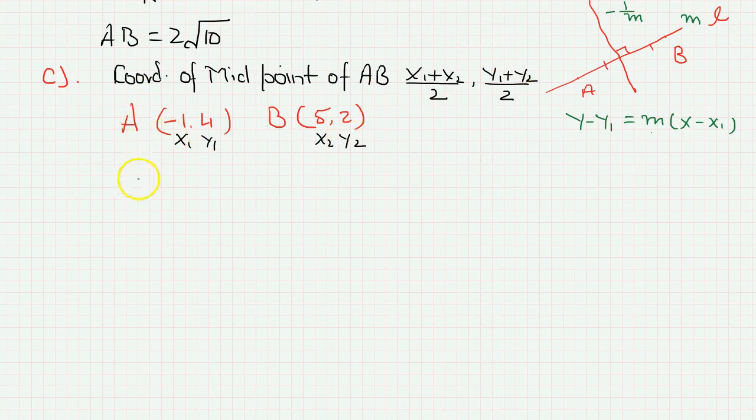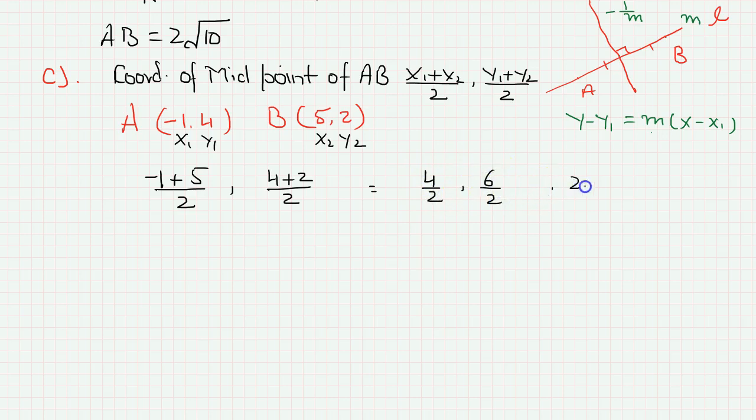So the midpoint of AB, the x coordinate will be x1, that is minus 1, plus x2, that is 5, divided by 2, and the y coordinate is y1, that is 4, plus 2, divided by 2. So that will be 4 over 2 and 6 over 2. So that is 2 and 3. So these are the coordinates of the midpoint of AB.